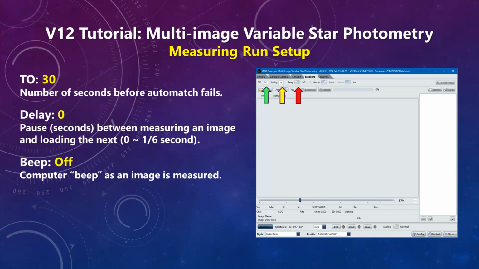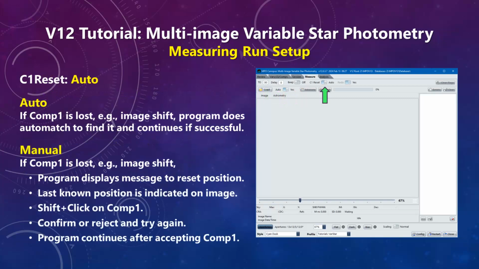A value of 0 is actually about 1/6 of a second, so that the program can process pending messages and not get stuck in what's called a tight loop. Set Beep to Off if you don't want to hear the computer beep after each image is measured. If set to On, the beep sounds. This is handy should you step away from the computer while measuring, by letting you know that the program is proceeding through the list of images while you get that cup of coffee.